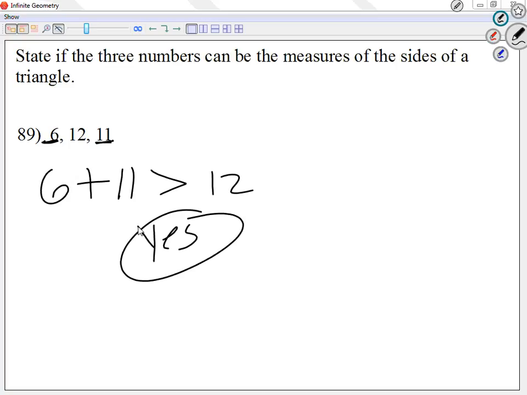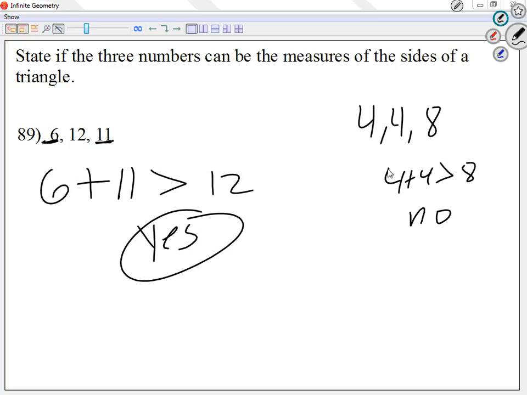So remember, it has to be greater than. If it had an equal sign, it's still a no. Right? It has to be greater than. What I mean by that is, let's say my numbers were 4, 4, and 8. I'm looking at whether 4 plus 4 is more than 8, and you guys will say no. Okay, I made that example.